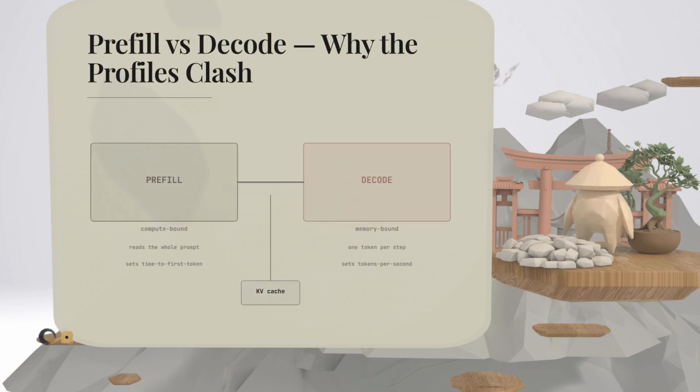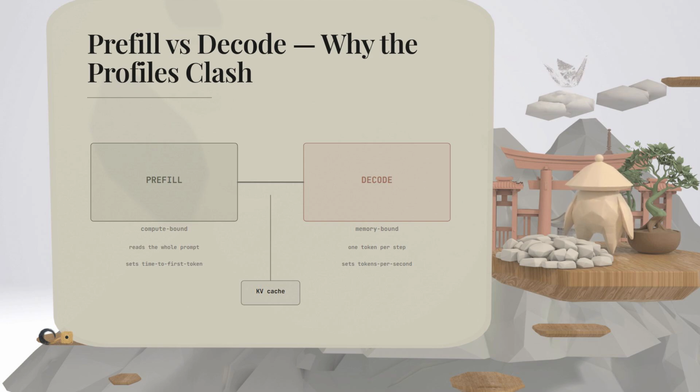Prefill processes the entire input prompt in one parallel pass to produce the initial key value cache. Its speed determines your time to first token. Decode then loops auto-regressively, producing one token per step. And every step must stream the model weights and the KV cache through memory. Its speed determines your tokens per second.